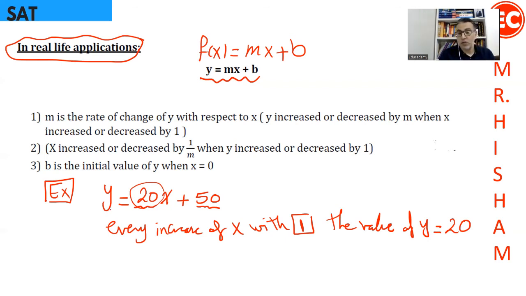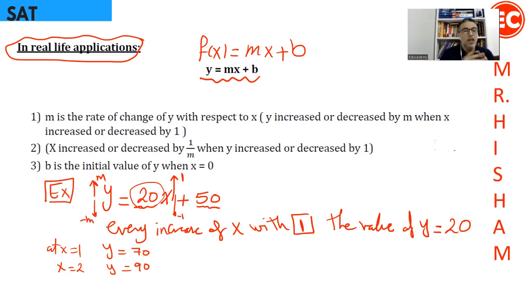For example, if you're going to rent this car for 1 hour, you are going to pay 70, as x is equal to 1: 50 and 1 hour for 20. But if you rent this car for 2 hours, y will be 90: 20 times 2 plus 50. So with each increase of x by 1, the value of y increases by m. And every decrease of x by 1, the value of y decreases by m.